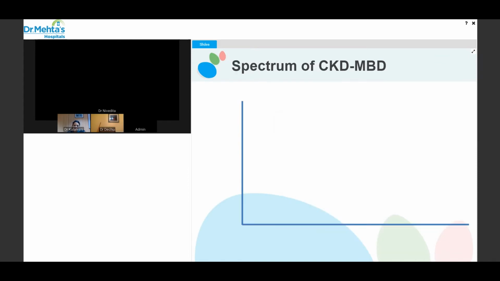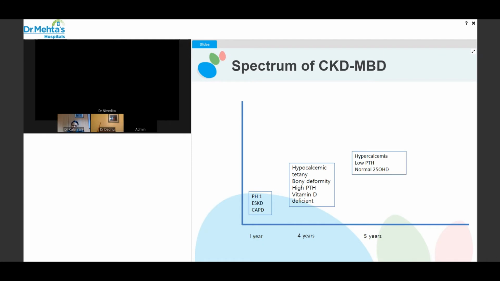So let's look at what the spectrum of chronic kidney disease mineral bone disorder is, using the example of one of our patients who was diagnosed to have end-stage kidney disease at the age of about 6 months due to primary hyperoxaluria type 1 and initiated on CAPD. By about 4 years, she presented to us with hypocalcemic tetany, bone deformities, with very high parathyroid levels and vitamin D deficiency. On treatment, she subsequently went to the other end of the spectrum, developing hypercalcemia, low PTH with normal 25 hydroxy D levels, and later on in her course developed multiple episodes of bone pains and fractures.